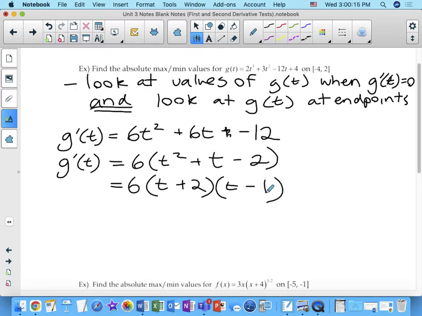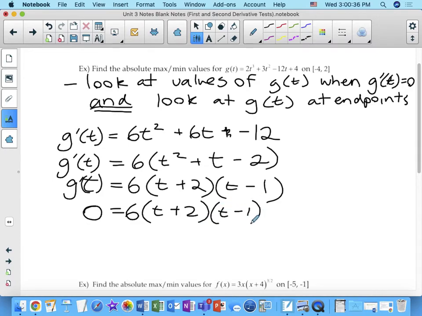So that's g prime. But to find where the derivative is 0, we'd have to actually set this equal to 0, right? That's the step that I missed. Which means that t equals negative 2 and 1.